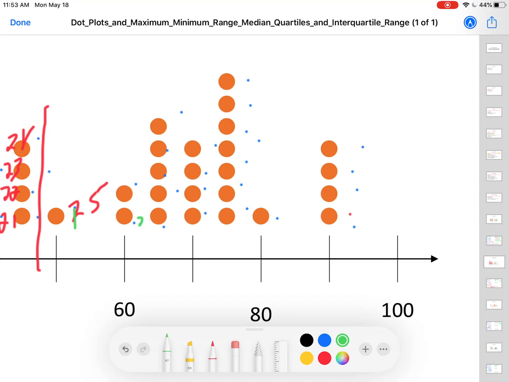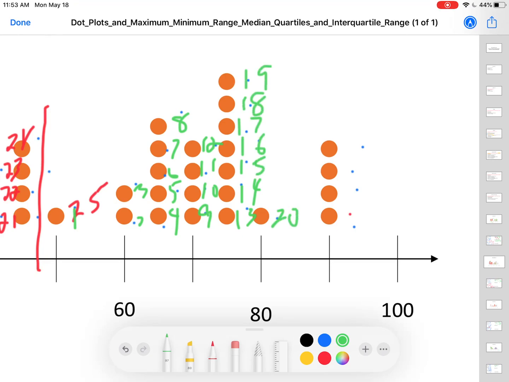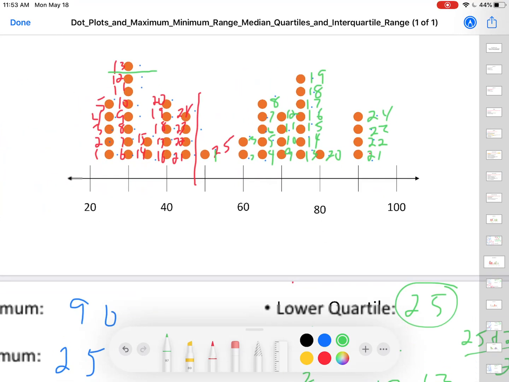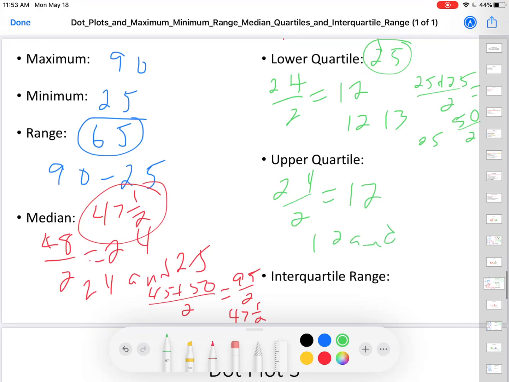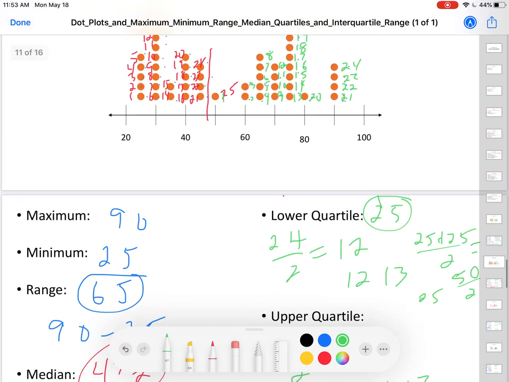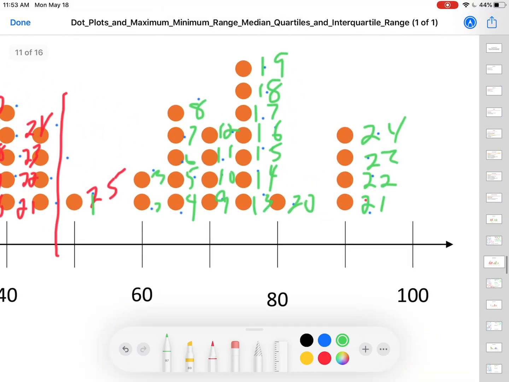Count the dots. 1, 2, 3, up to 24. Okay, 24. So 24 divided by 2 is 12. 12 and 13. Draw the line between them.